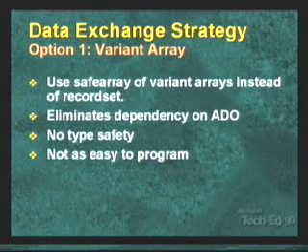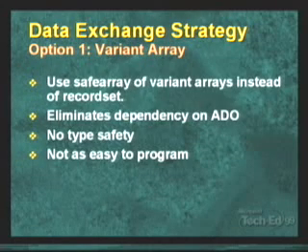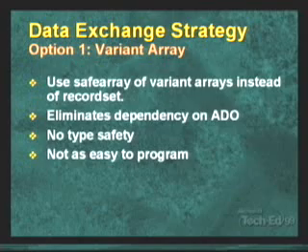I have seen varying reports of the relative efficiencies of record sets and variant arrays in terms of transmitting data back and forth. So I'm assuming that it depends a great deal on the amount of data that you're transferring, and hopefully somebody will do some more work on that and get some numbers out that we can look at.